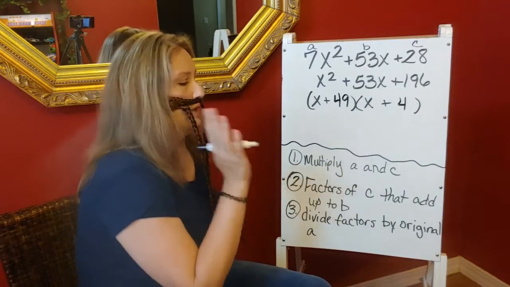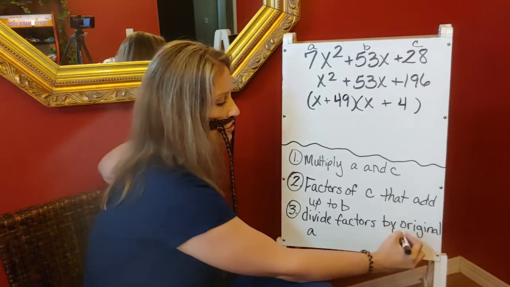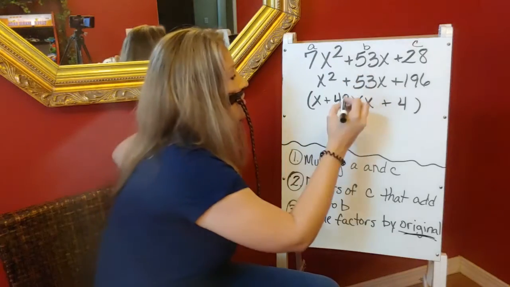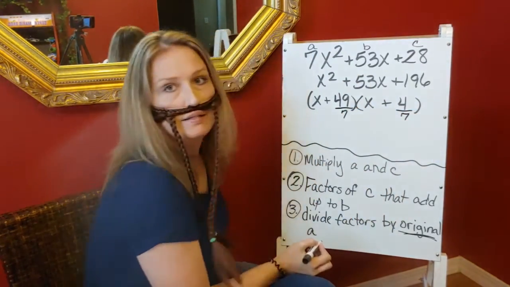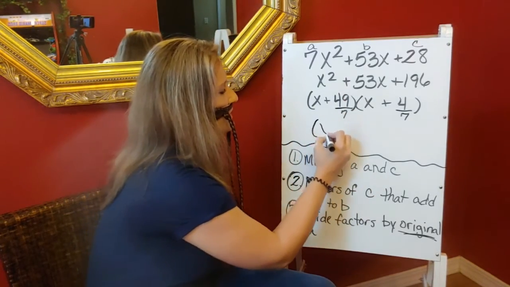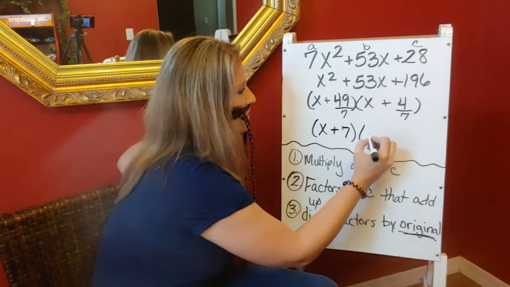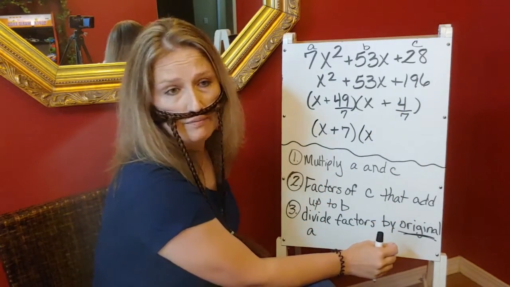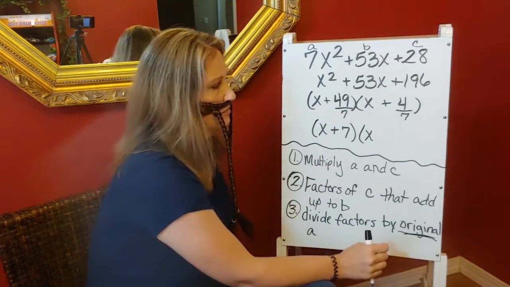Okay, so now my last step is to divide those factors by the original A. My original A is 7, so I'm going to divide both of these factors by 7. However, I take 49 divided by 7, that divides evenly to be just 7. But over here, I can't take 4 and divide it by 7. It's just, well, I mean, it'll go, but not prettily. It's kind of an ugly decimal.